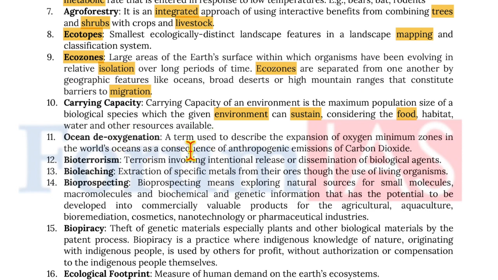Ocean deoxygenation: a term used to describe the expansion of oxygen minimum zones in the world's ocean as a consequence of anthropogenic emissions of carbon dioxide. Bioterrorism: terrorism involving the intentional release and dissemination of biological agents. Bioleaching: extraction of specific metals from their ores through the use of living organisms.